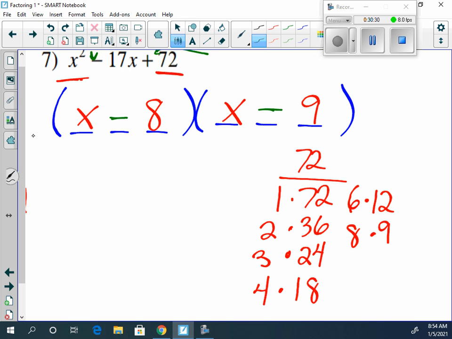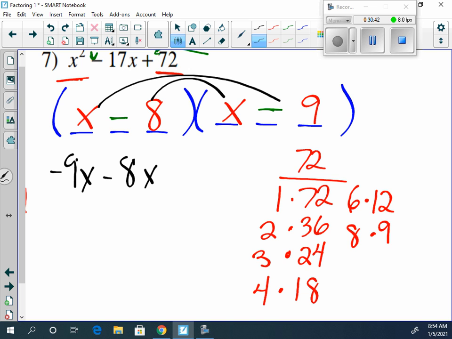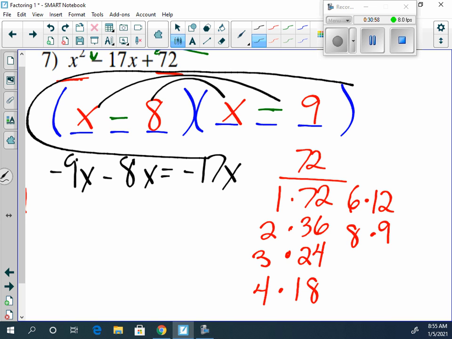are going to work. Now if we check it, x times negative 9 would be negative 9x. Negative 8 times x is going to be negative 8x, which would give us negative 17x. And that's what we wanted, yes? So these here are the correct factors. Any questions on this here? Okay.